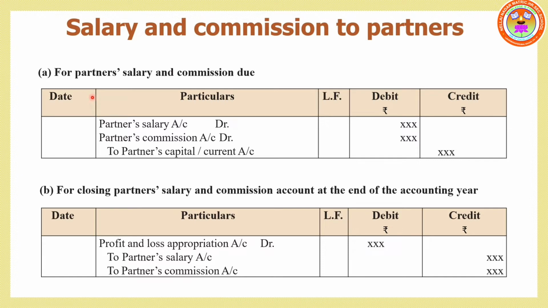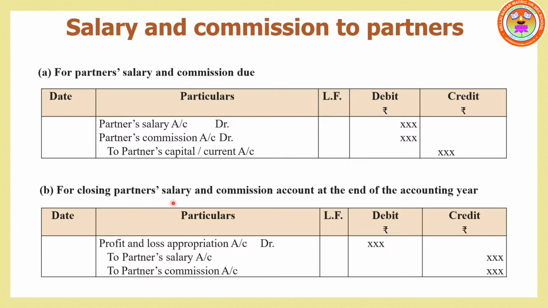Make columns for journal entries: date, particulars, LF, debit and credit. Partners' salary account debit, partners' commission account debit, to partners' capital or current account. If they are maintaining the fluctuating capital method, we have to use the name of the partner's capital account. If they are following the fixed capital method, we have to use the name of the partner's current account. So this entry will be closed at the year end.